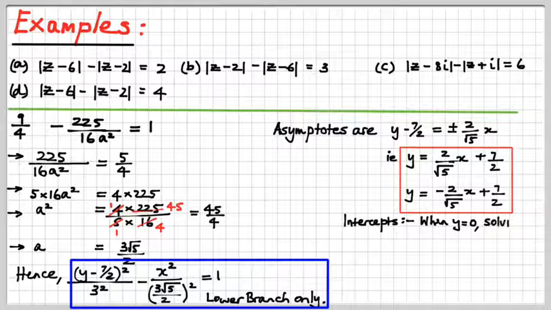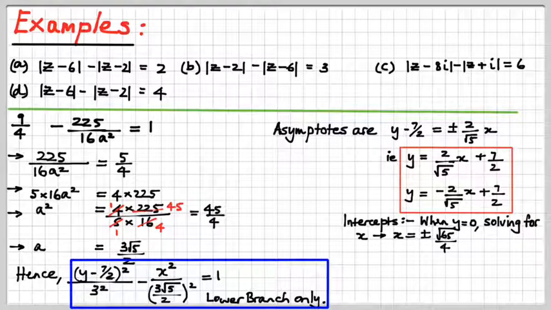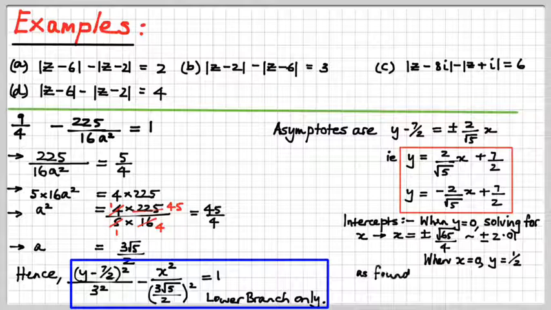So when y is 0, we solve for x. Now, I've just done it for you quickly because it's all just getting a bit ridiculous, okay? X gets to that. And that's very close to 2. Amazingly close to 2, would you believe? And when x is 0, y is a half, as found earlier, because it was the lower branch of the hyperbola, wasn't it? Yes, good.